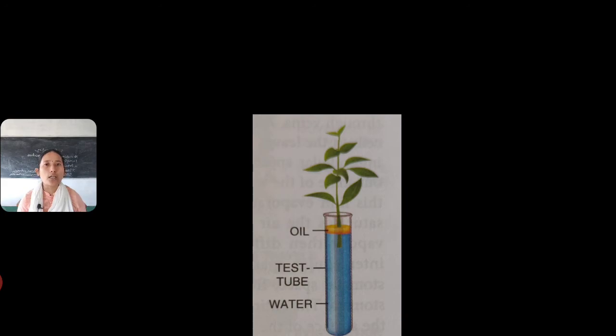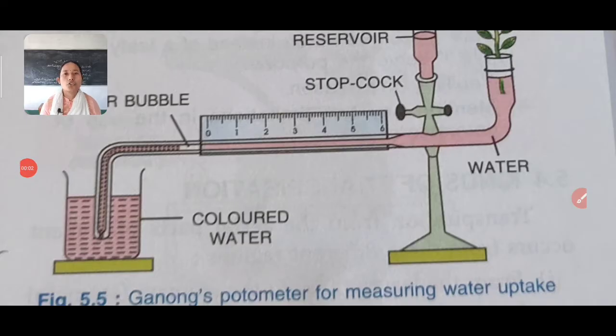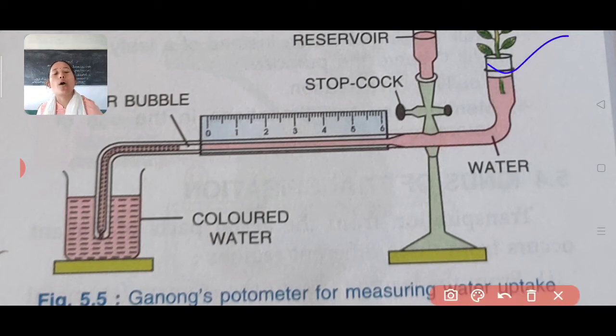Next we will be discussing photometer. So the setup that you see is of a Ganong's photometer. Like I told you, we will be focusing only on Ganong's photometer. Now this photometer works on a principle. What is that principle? The water uptake by this particular plant here. The water that is being taken up by this particular plant will be equal to the volume of water lost through the transpiration.